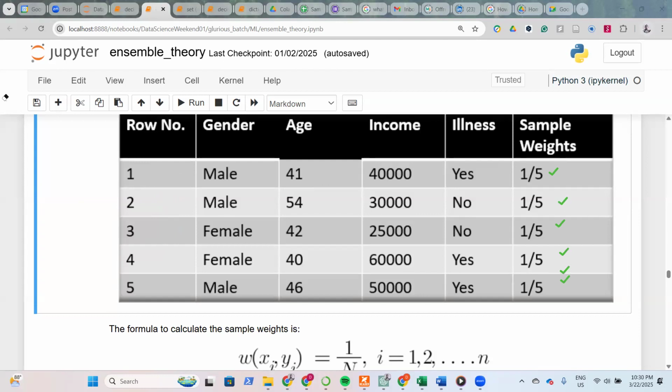Let me wait. Is it clear? Who did not understand what I meant by weight?